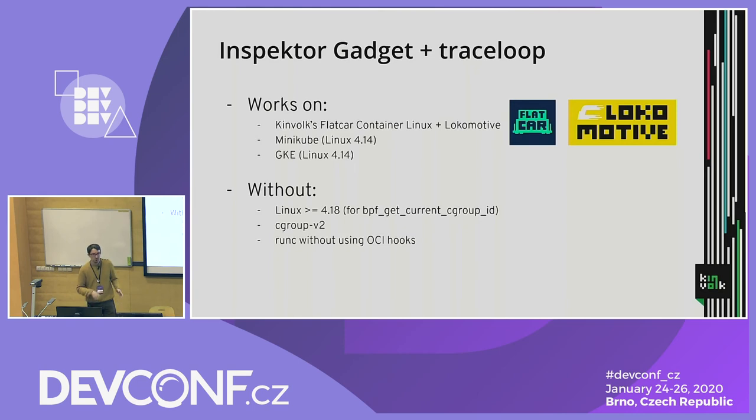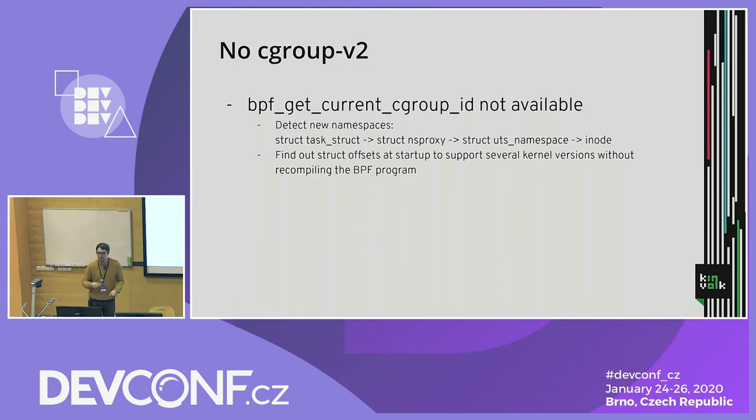To work around this problem, to make it work on older Kubernetes setups, on older Minikubes, I use some hacks or stopgaps. I don't use this BPF helper function anymore. I read the namespace of the container by following the current structure, the UTS namespace, and the inode of that namespace.